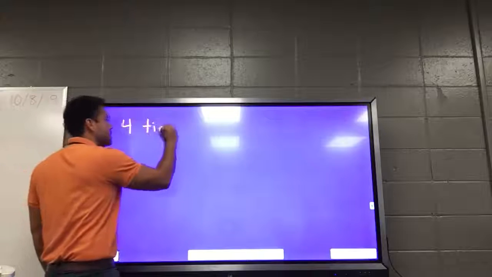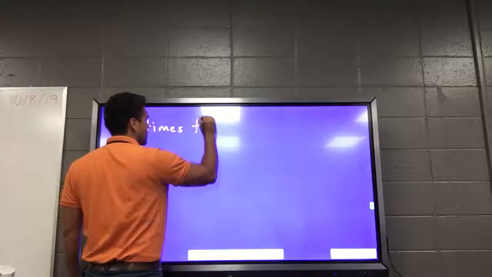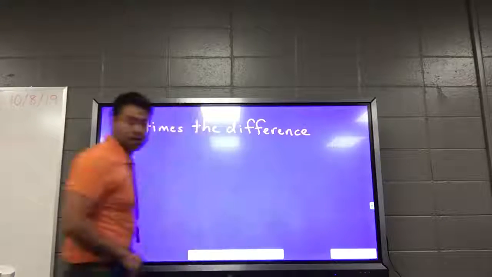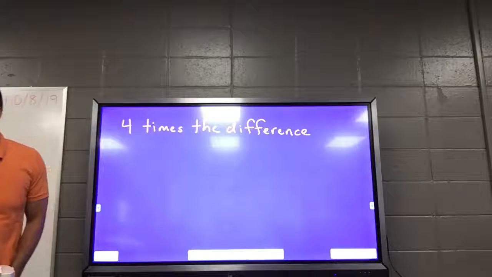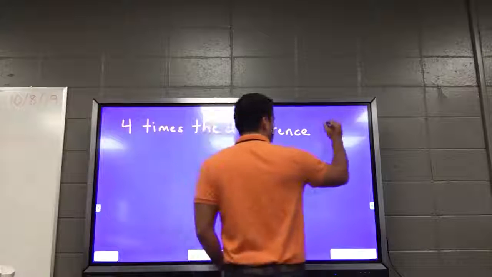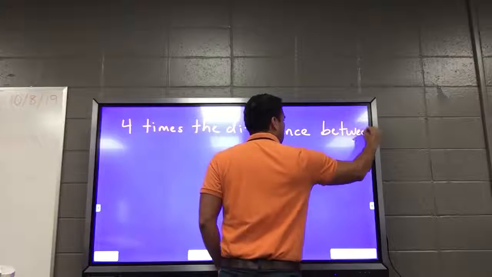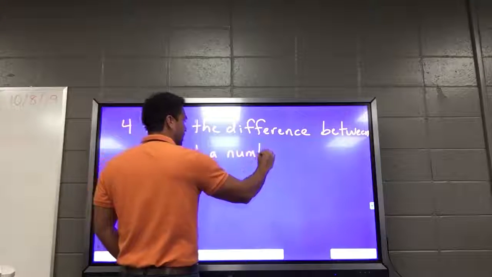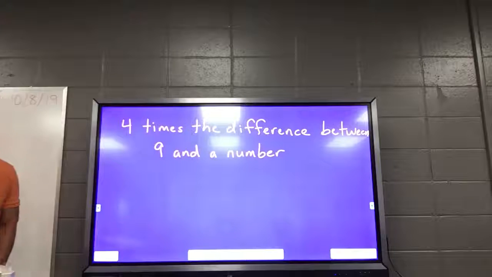4 times the difference of 4 times the difference, and they put it between 9 and a number. The difference between 9 and a number. All right, and you're like, yeah, what's the number? If you don't know the number, you can represent it with a variable. That's the usefulness of a letter, a variable.